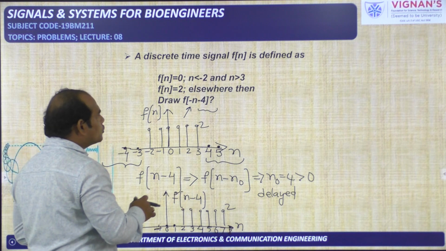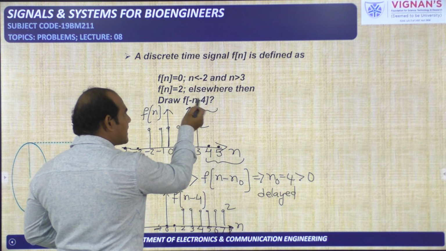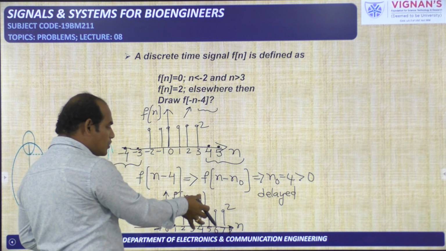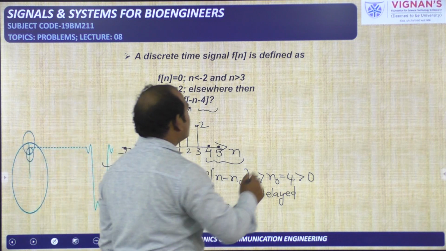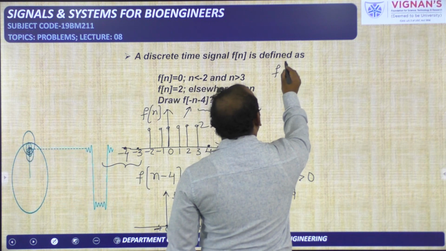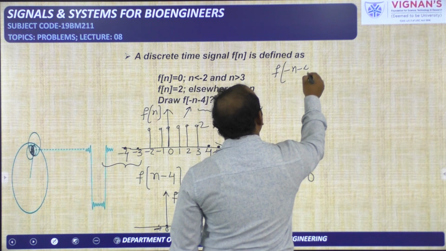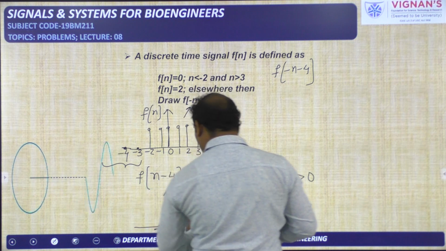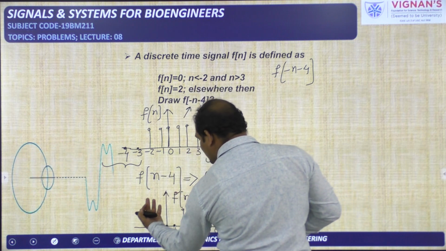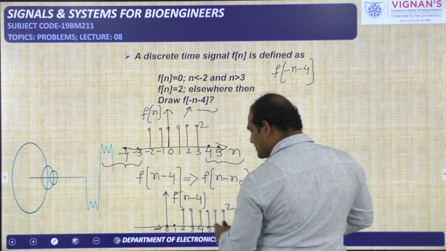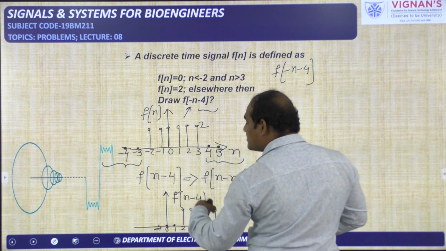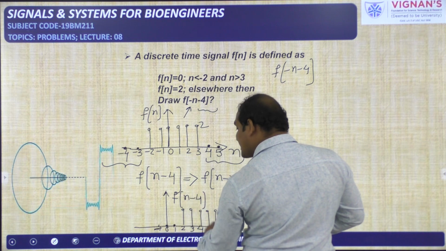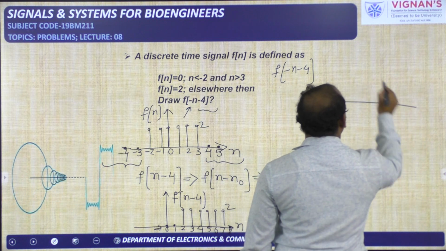After that, what do we need to do? We have to calculate f of minus n minus 4. That means we have to do the time reversal for this one. In order to do the time reversal, we have to rotate the signal with respect to the y-axis. So rotate this signal with respect to the y-axis. Actually these samples are available at 2 to 7, so in the time reversal version you will get them from -7 to -2.